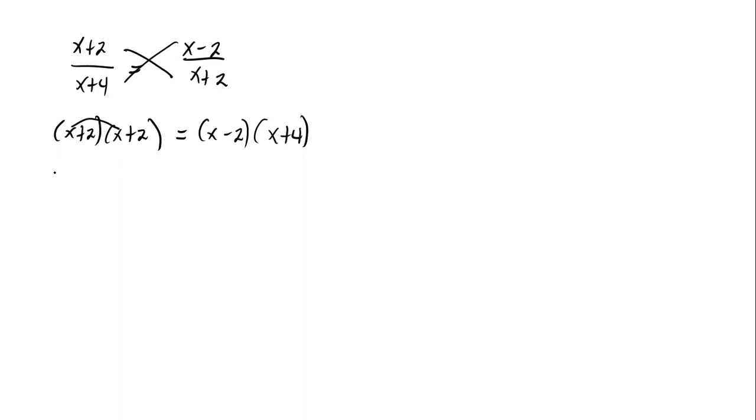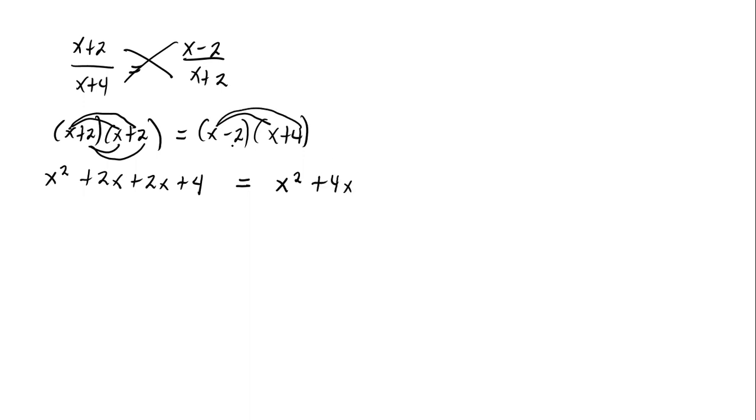So x times x, that is x squared. X times 2, that is 2x. 2 times x, that is 2x. And then 2 times 2, that is 4. Okay, right side. X times x, that is x squared. X times 4, that is 4x. Negative 2 times x, that is negative 2x. And negative 2 times 4, that is negative 8.